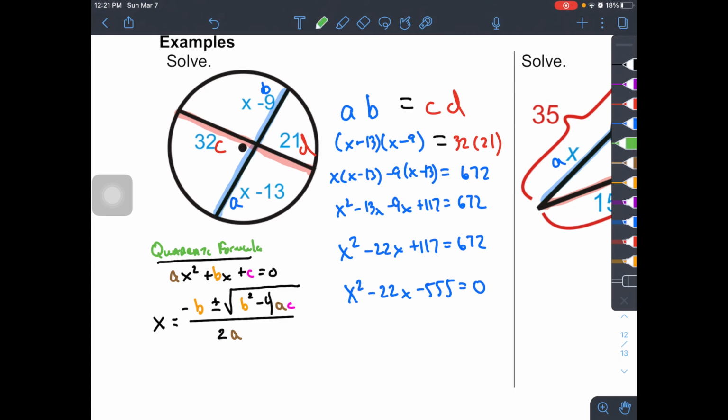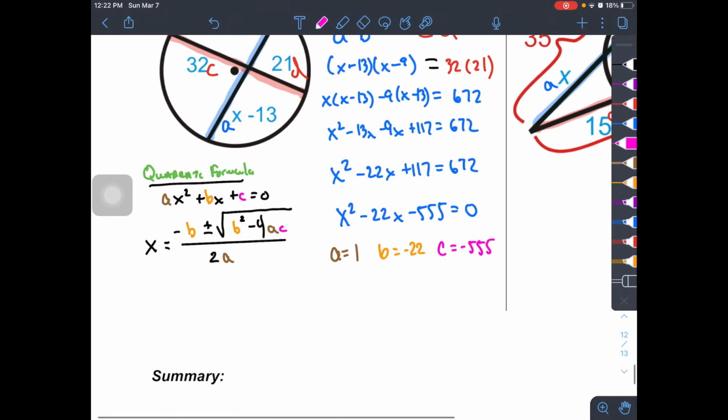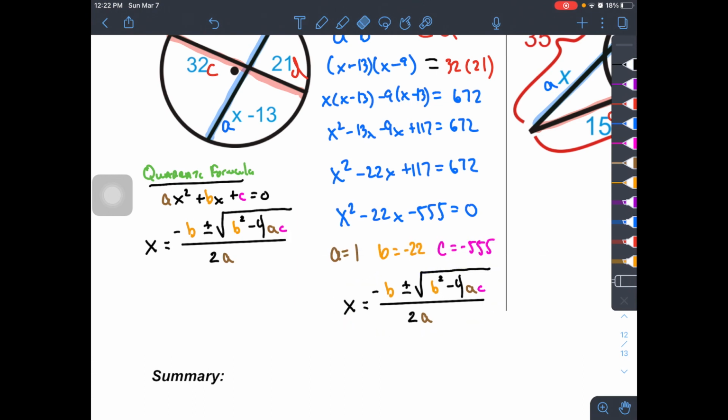All right, and so that tells us, once we're in this form, what's A? A is 1, which is always the coefficient of x squared. B equals negative 22. And C turns out to be negative 555. All right, once we've identified those pieces, we can then use this formula and substitute the values that we do know. So we know that A is 1, B is negative 22, and C is negative 555.